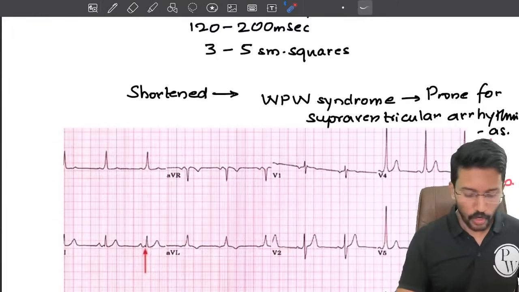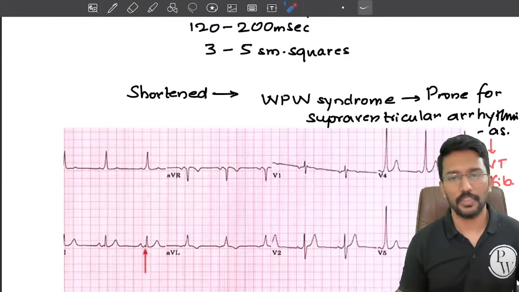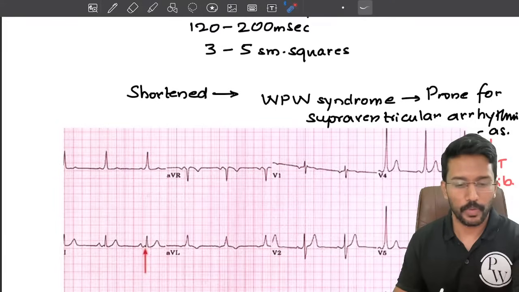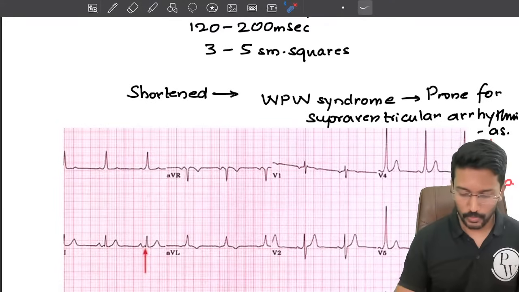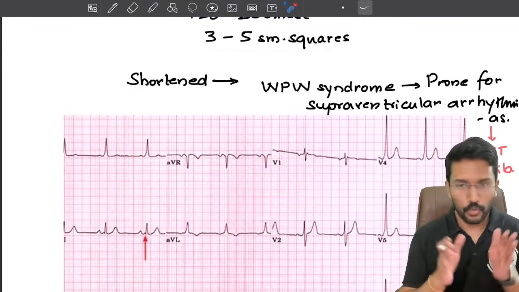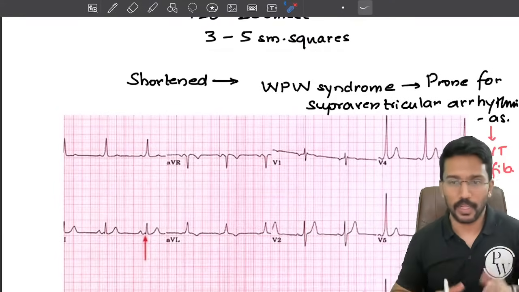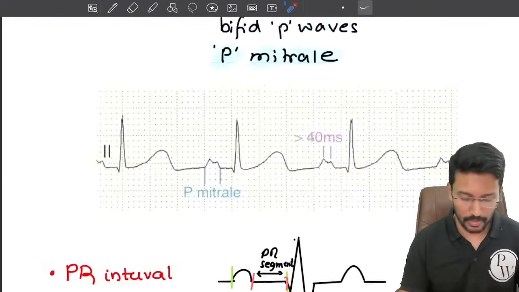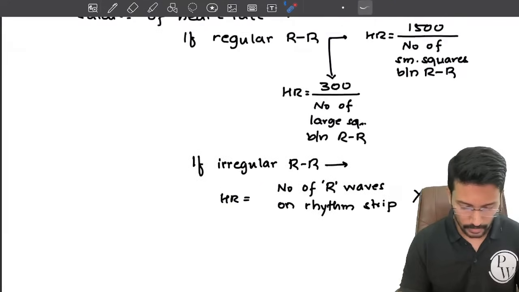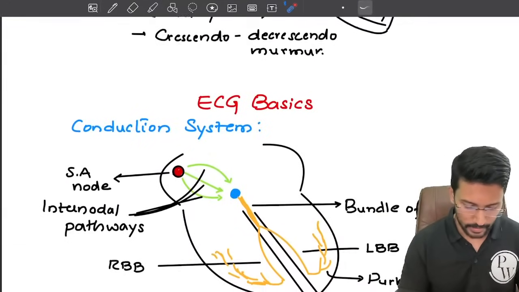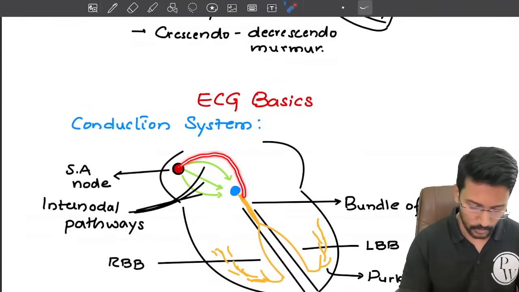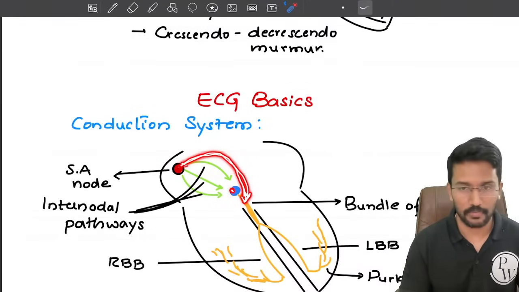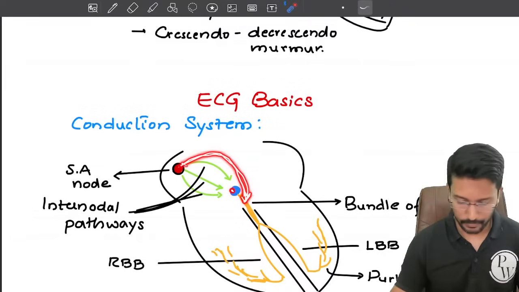Right. Short PR interval, there are many conditions, but only one condition I want you to remember, and that is nothing but your WPW syndrome, right? So in WPW syndrome, you have an accessory conducting pathway called the bundle of Kent, and because of that, there is a faster conduction of the impulse from the SA node to the ventricle. It will be bypassing the AV node and reaching the ventricle in a faster fashion. That is why the PR interval will be very short, right?